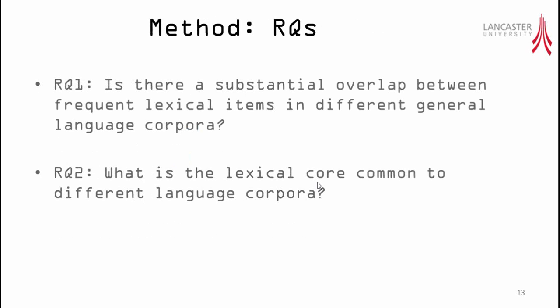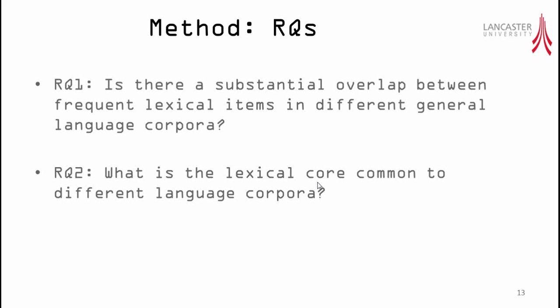Okay, let us have a look at the methodological aspects of our research. Our research was guided by 2 main research questions. The first research question asked whether there is a substantial lexical core, a substantial overlap between lexical items in different language corpora. Because our approach is a corpus-driven approach, an approach that is based on the data and does not want to presuppose any existing theory. We want to first establish that something like a lexical core, a common vocabulary, exists.